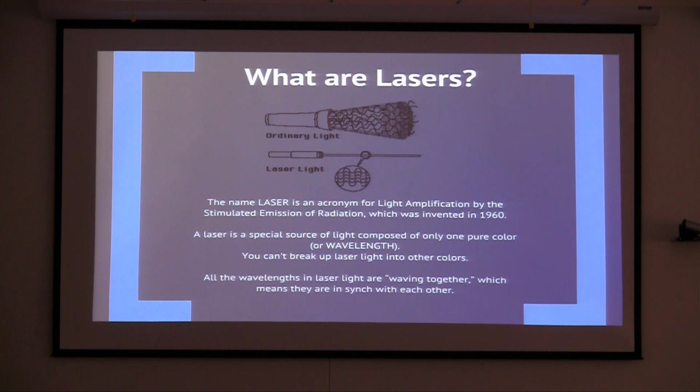So real quick, back to lasers. What are lasers? Does anybody know that laser is actually an acronym? I was going to say, you're all middle school and high school teachers.